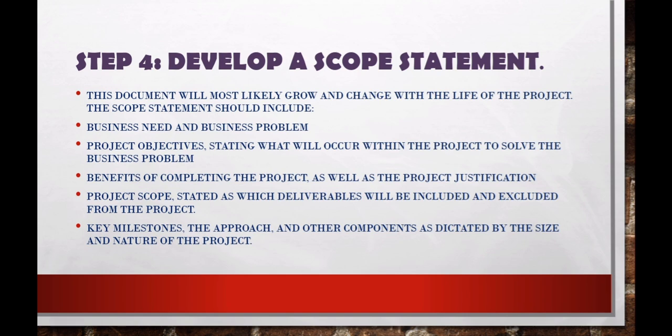Step 4. Develop a scope statement. This document will likely grow and change with the lifetime of the project. The scope statement should include the business need and business problem. Project objective statements will be within the project to solve the business problem. Benefits of completing the project as well as the project justification. The project scope statement describes deliverables that will be included and excluded from the project. Key milestones and approach, and other components as dictated by the size and nature of the project.